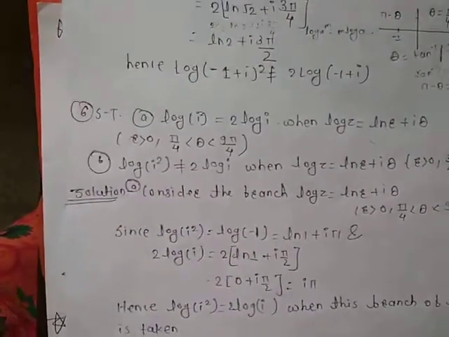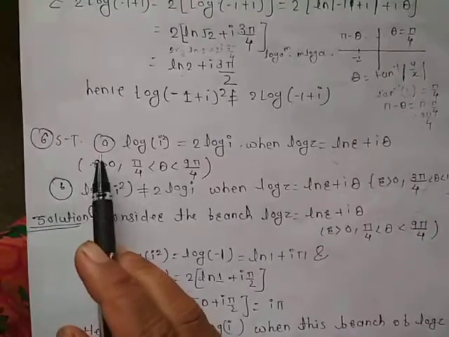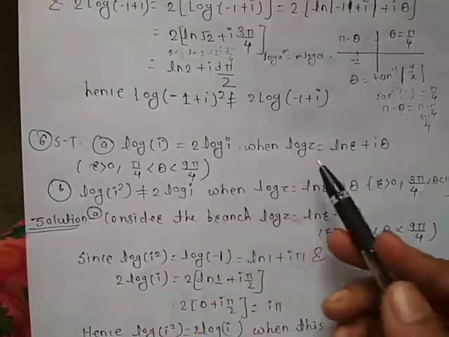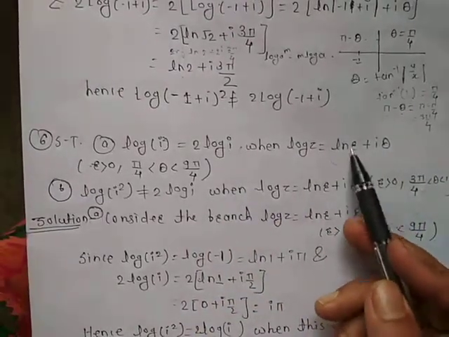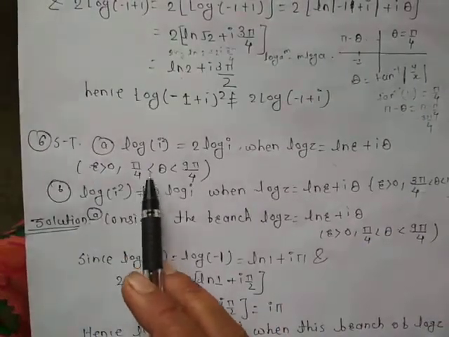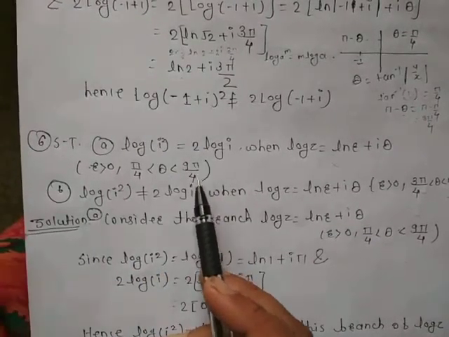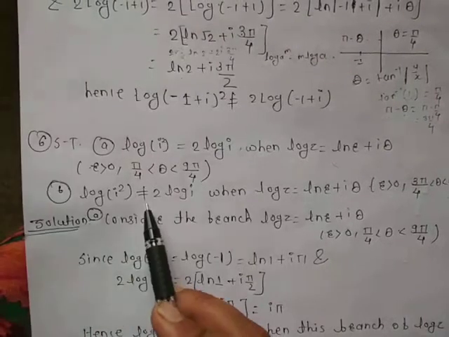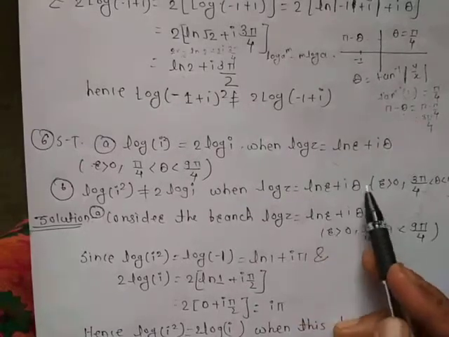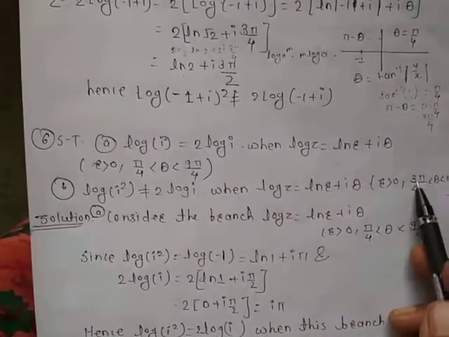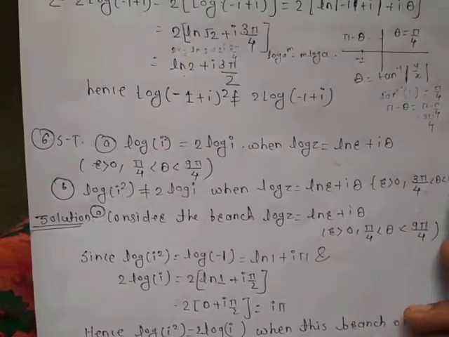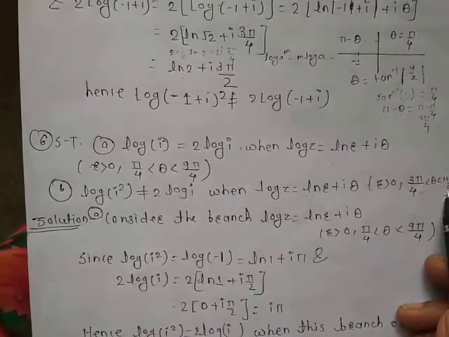Let us see the next example. Show that (a) log i square is equal to 2 into log i, when log z is equal to ln r plus i into theta, r is greater than 0, pi by 4 is strictly less than theta is strictly less than 9 pi by 4, and (b) log of i square is not equal to 2 into log i, when log z is equal to ln r plus i into theta, r is greater than 0, 3 pi upon 4 is strictly less than theta is strictly less than 11 pi upon 4.